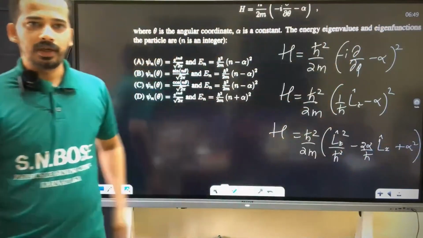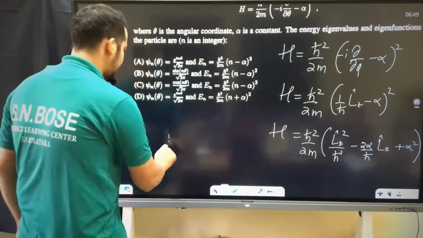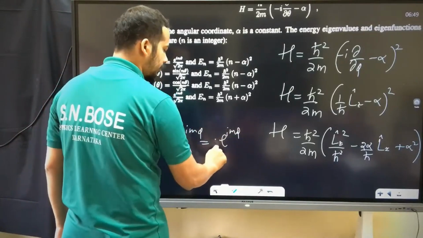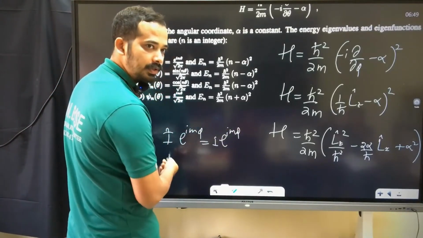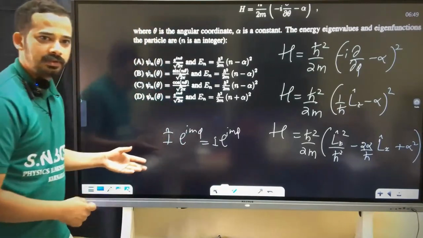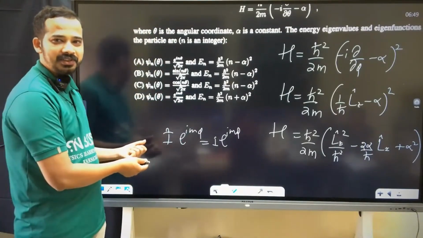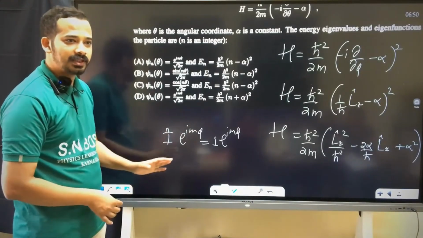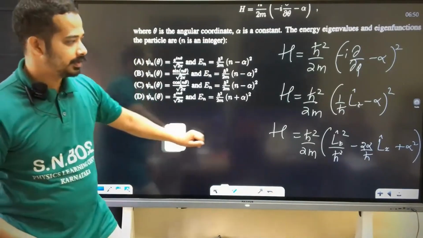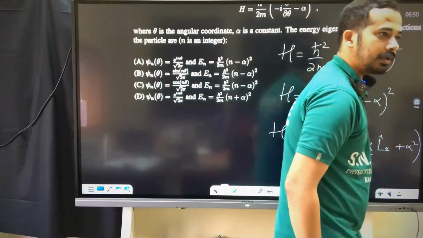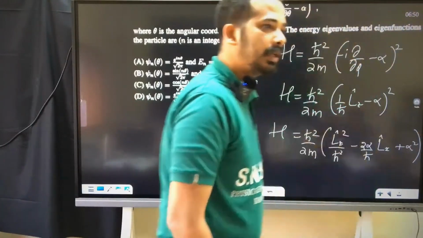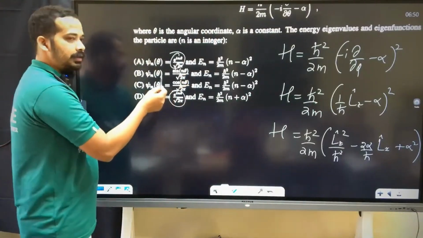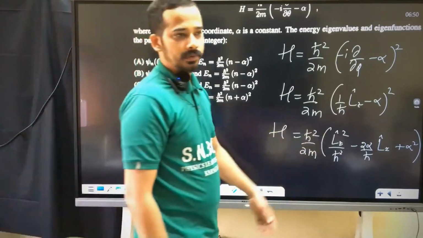Identity operator into e power i m phi, what do you get? E power i m phi, isn't it? It's also an eigenvalue equation. Identity operator means do nothing. Don't ask what kind of operator it is here. In matrix we write some matrix; here it means doing nothing. This is alpha square along with the identity operator. That's why e power i m phi by root 2 pi is again my eigenstate. What's wrong with that one?